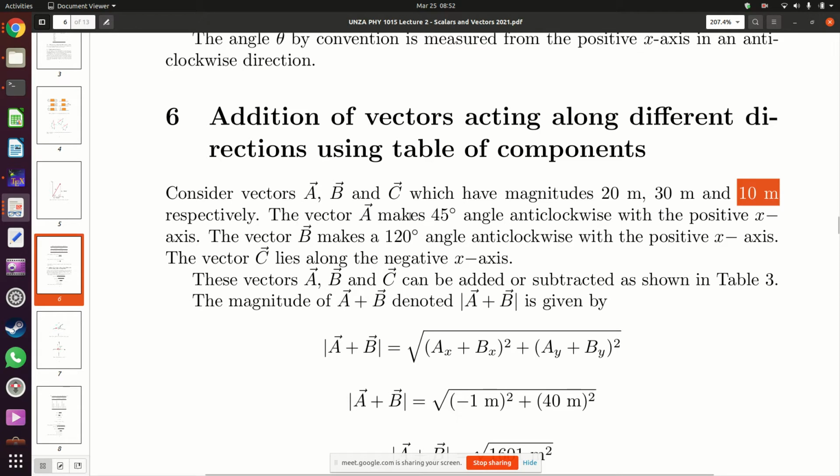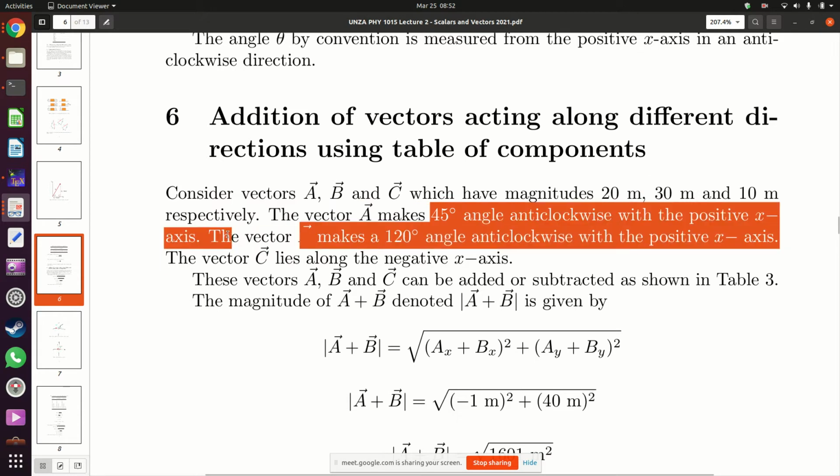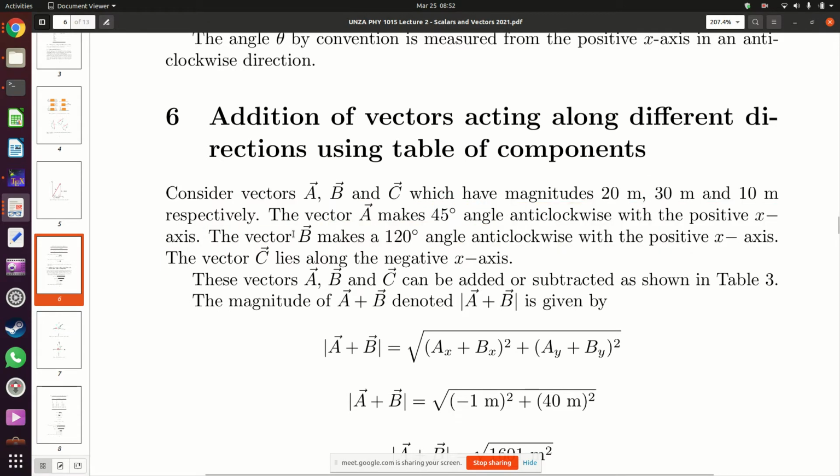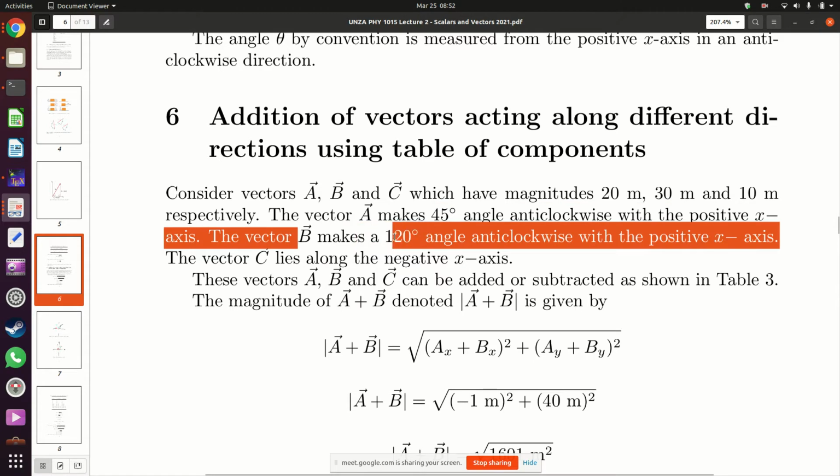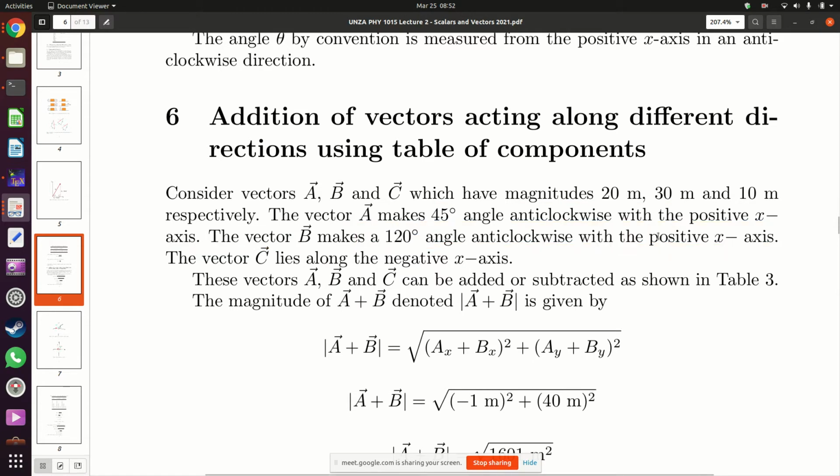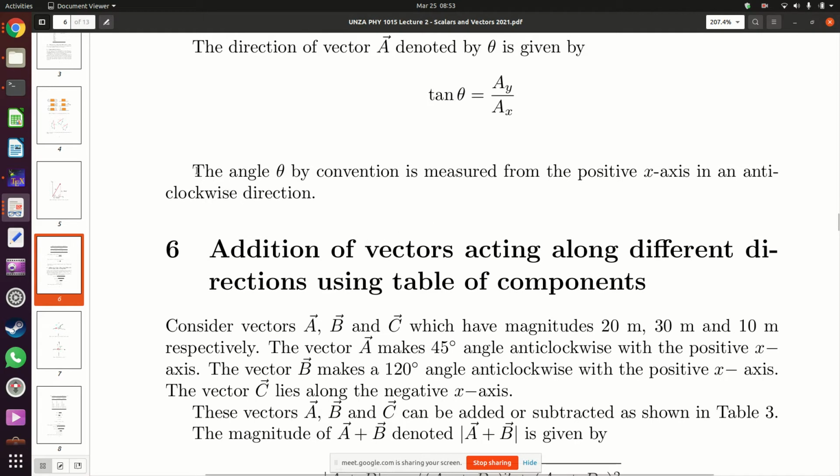The vector A makes a 45 degrees angle anti-clockwise with the positive x-axis. The vector B makes an angle of 120 degrees anti-clockwise with the positive x-axis. The vector C lies along the negative x-axis. The one thing I want to mention about angles is that there is a way in which we measure angles when it comes to vectors in this physics course.